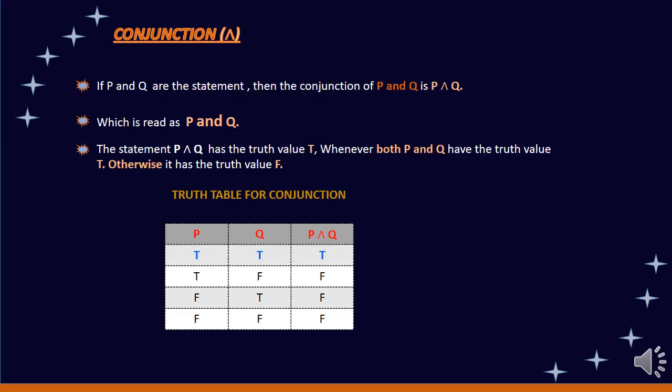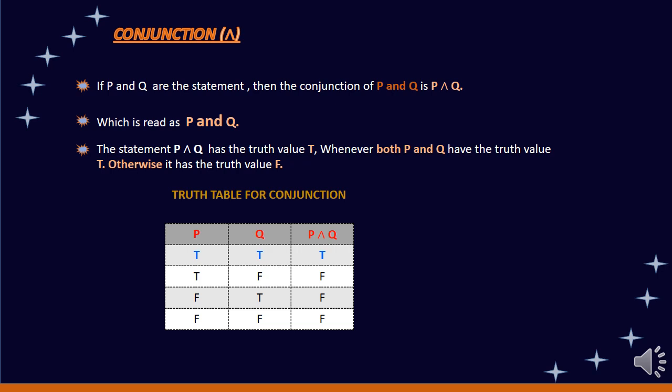Conjunction. If P and Q are statements, then the conjunction of P and Q is P ∧ Q, which is read as P and Q. The statement P and Q has the truth value T whenever both P and Q have the truth value T. Otherwise, it has the truth value F.